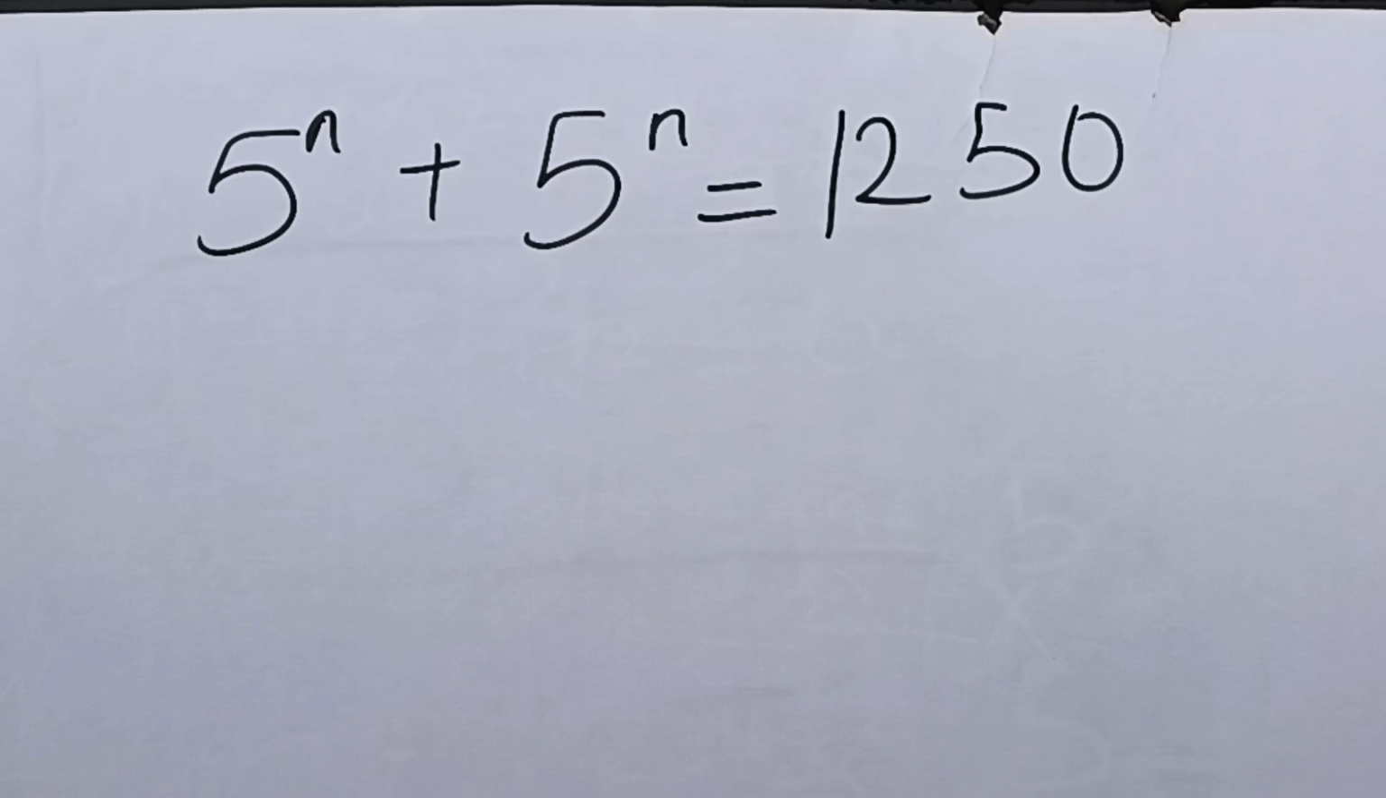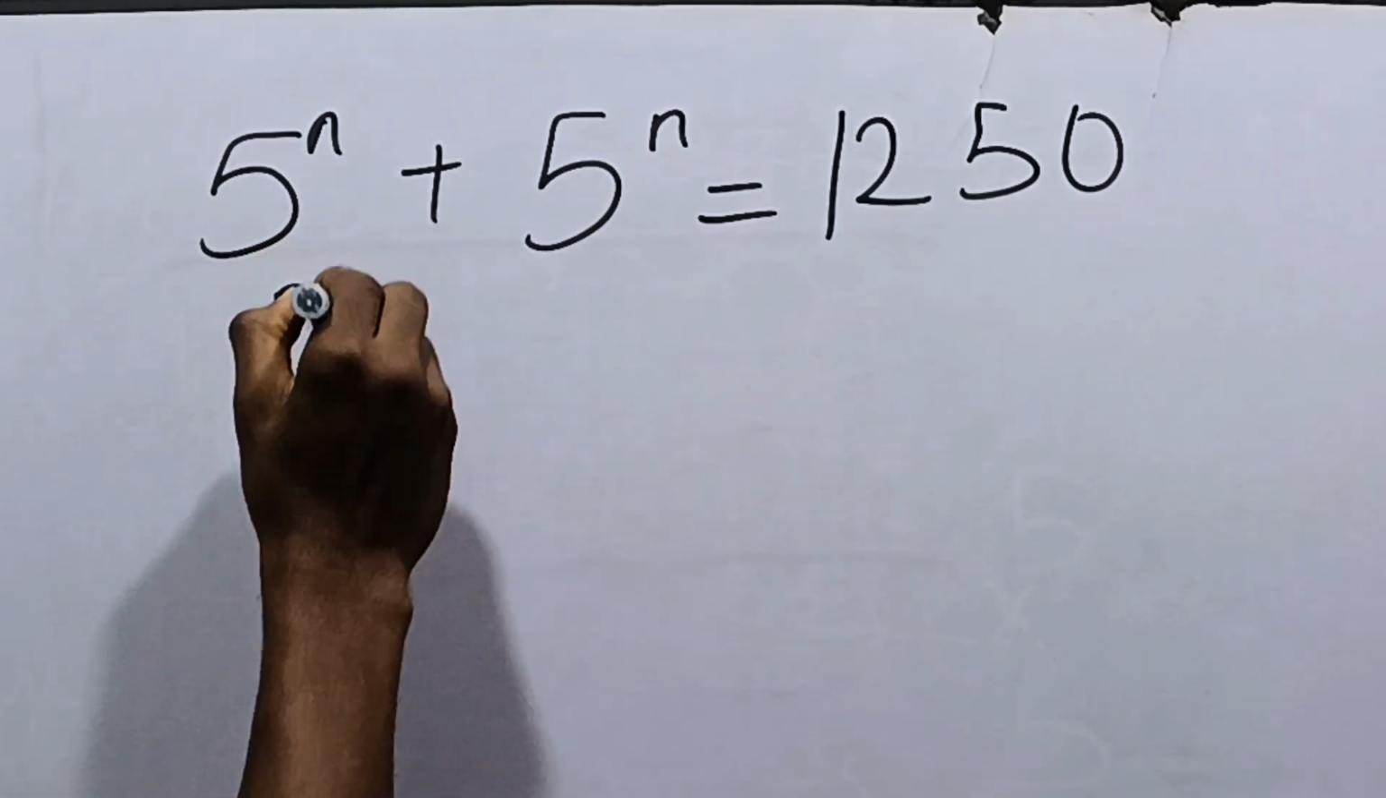Alright, let's solve this together. It says 5 raised to power n plus 5 raised to power n is equal to 1250. Let's solve for the value of n in this question, okay?